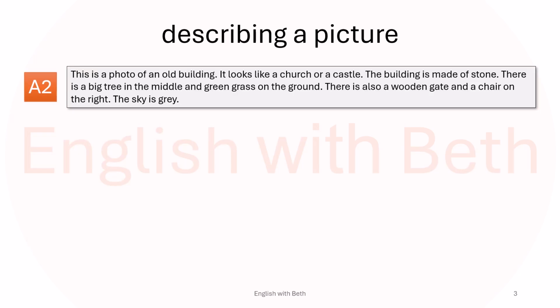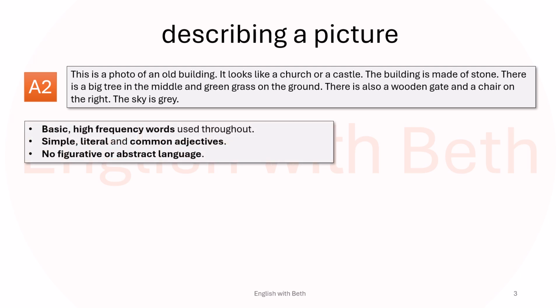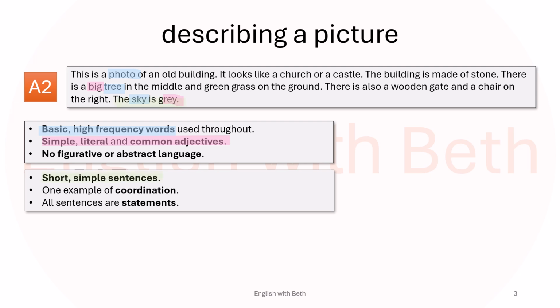So what makes this piece of writing A2 level? It has basic high-frequency words used throughout, like photo, tree and sky. There are simple, literal and common adjectives like big and grey, and there is no figurative or abstract language. The sentences are short and simple. The sky is grey. There is one example of coordination. There is a big tree in the middle and green grass on the ground. And all the sentences are statements.